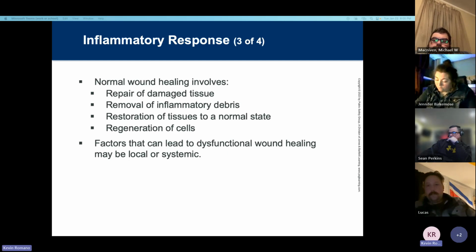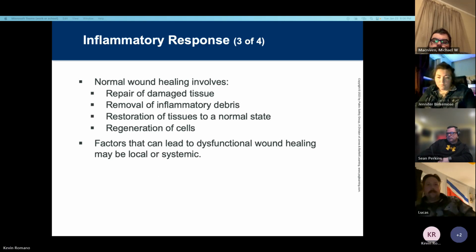All right, so injury resolution and repair. So normal wound healing involves 4 steps. 1, repair of the damaged tissue. 2, removal of the inflammatory debris. 3, restoration of the tissue to the normal state. And then number 4 is regeneration of cells. So wounds heal primarily by primary or secondary intention. 1, the primary intention occurs in clean wounds with opposed margins. Secondary intention occurs in large gaping or infected wounds.